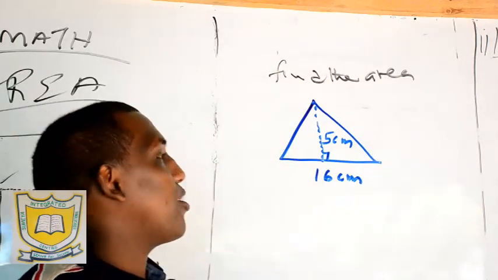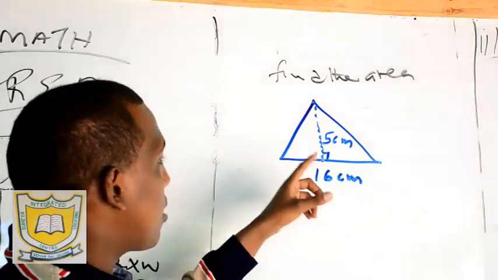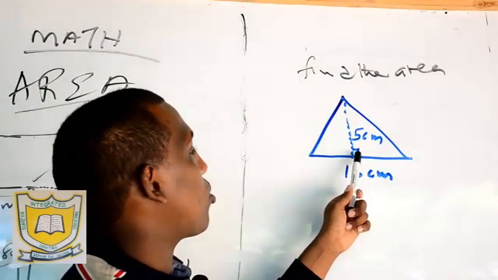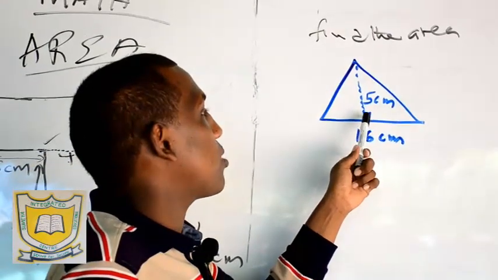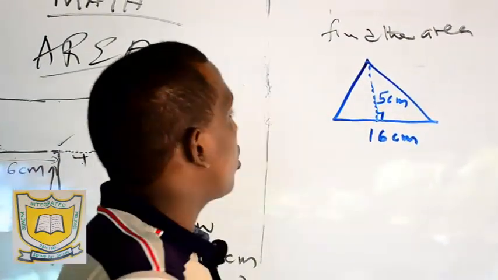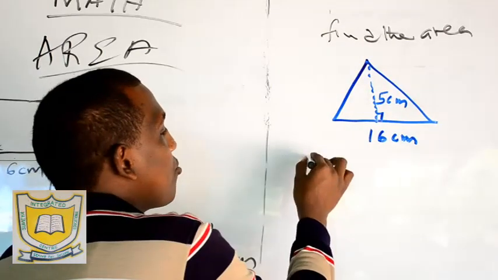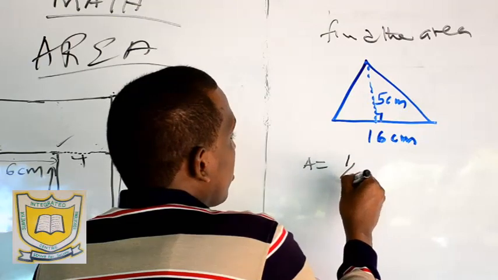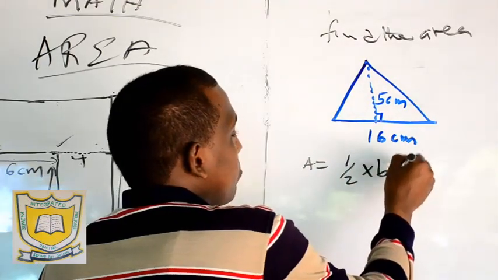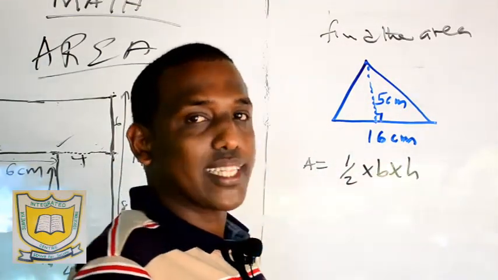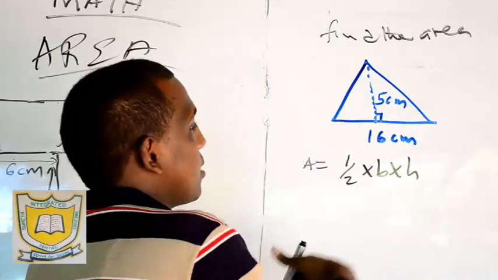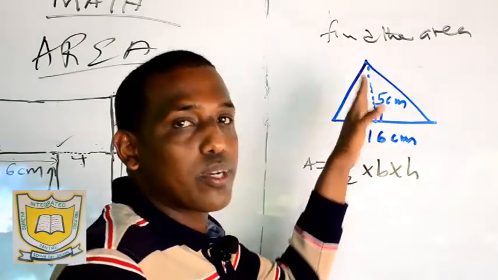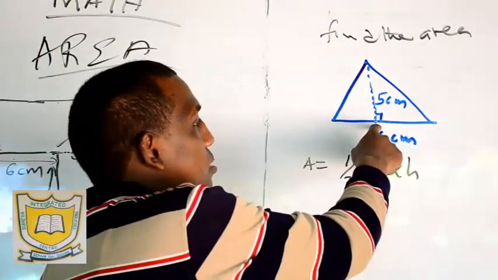When I want to get the area of this figure, remember it is a triangle. It's a kind of right angle triangle because this line is a perpendicular line where it's meeting the base at 90 degrees. So I want to get the area. The area of a triangle is equal to a half times base times height. That's how we get the area of a triangle. So this line is the base. And this line, the dotted one, is the perpendicular height because it's meeting the base at 90 degrees.